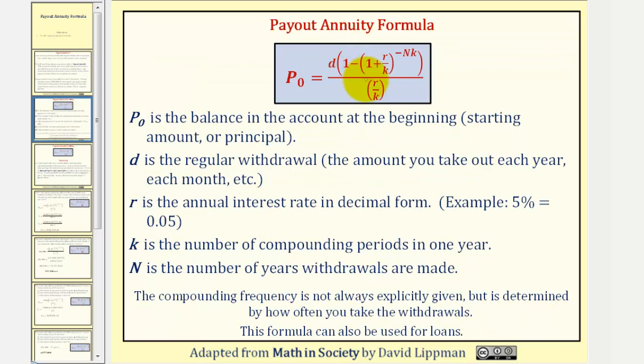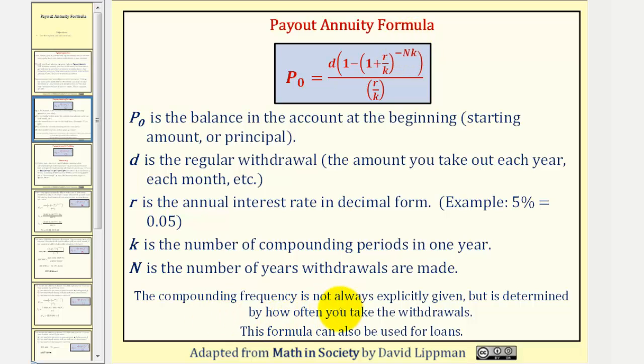So here's the payout annuity formula, where P sub 0 is the balance in the account at the beginning, also called the starting amount or principal. D here is the regular withdrawal, or the amount you take out each time period. R is the annual interest rate expressed as a decimal, which is here and here. For example, 5% would be 0.05. K is the number of compounding periods in 1 year, which is here and here. And finally, N is the number of years withdrawals are made. N is here in the formula.